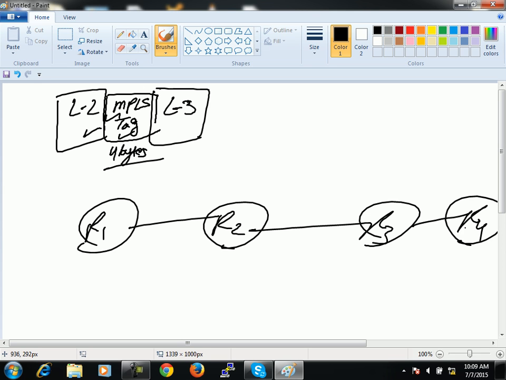So basically R2 and R3 will start to switch your data based on labels. If MPLS is running, these routers will not open their IP header, and if they do not open their IP header, they will never come to know that they do not have the destination prefix available in their routing table, because they will not open that IP header. They will switch that data based on their labels. That is why it will not be necessary to have those prefixes available in the routing table of R2 as well as R3.